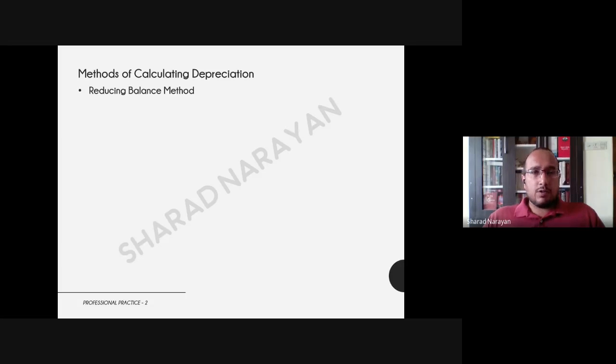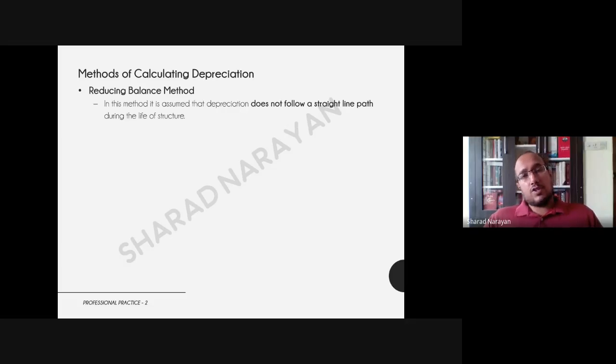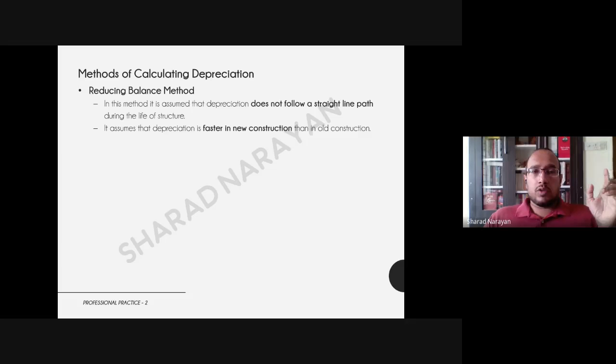Then we look at the reducing balance method. Here we assume that the depreciation does not follow a straight line path. The depreciation is considered to be faster in newer constructions than in older constructions, which is a logical assumption. The way our more modern constructions are done, they can be easily demolished and replaced, so the idea that depreciation is faster in new constructions is almost logical. And here depreciation is assumed at a fixed percentage on the written down value of the structure.